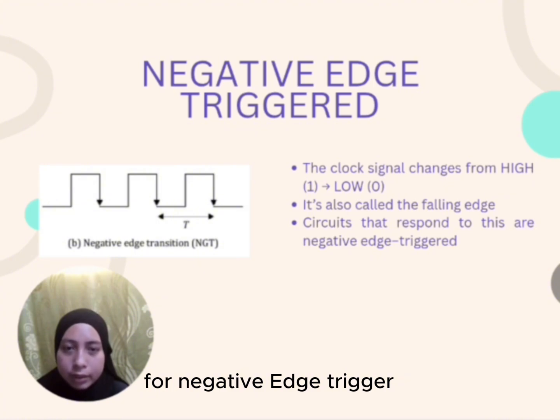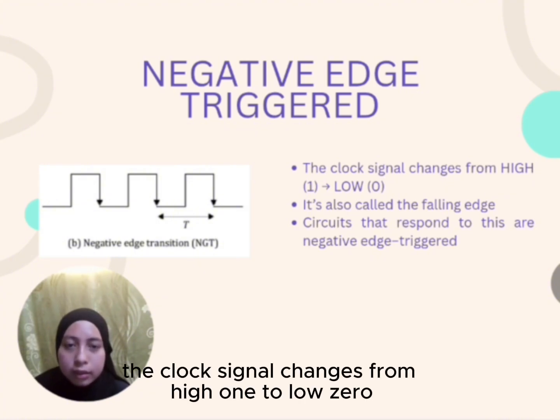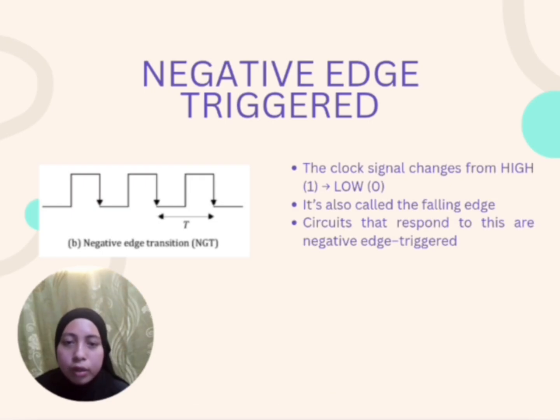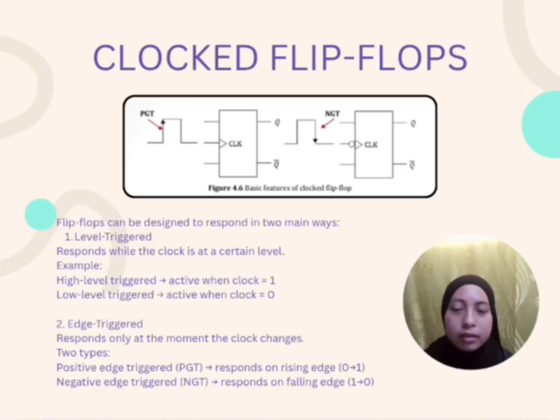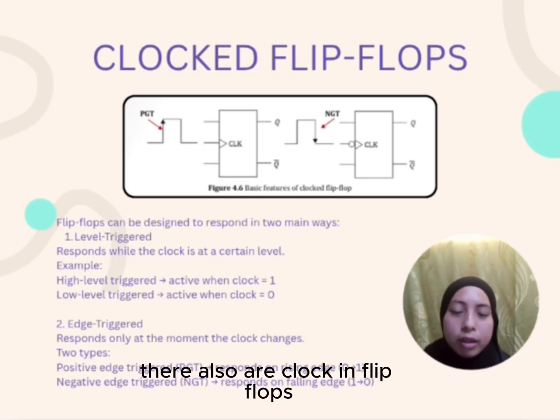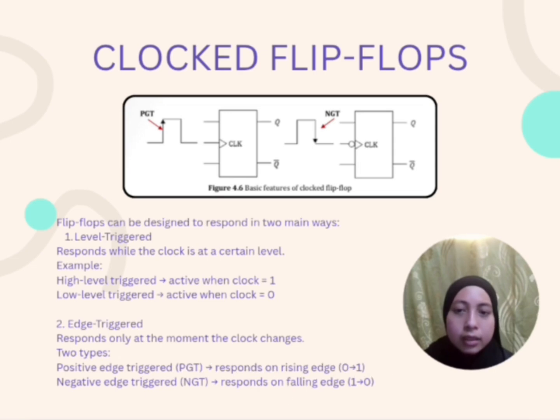For negative edge trigger, the clock signal changes from high 1 to low 0, and its other name is falling edge. So the circuits that respond to this are negative edge triggered. Clock flip-flops. So as we learned just now, which is PGT and NGT, there also are clocked flip-flops.